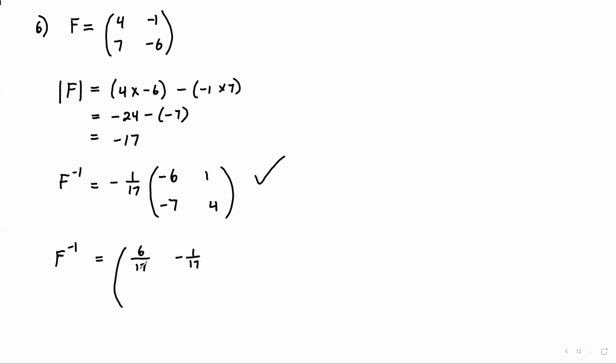-1 over 17 times -7 will be positive 7 over 17. And then 4 times -1 over 17 will be -4 over 17.